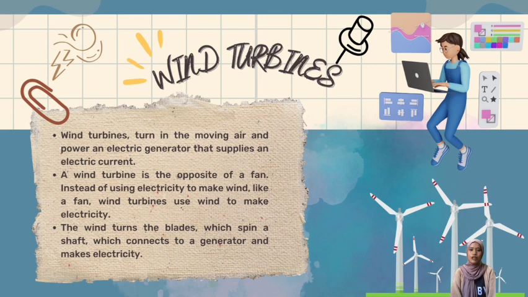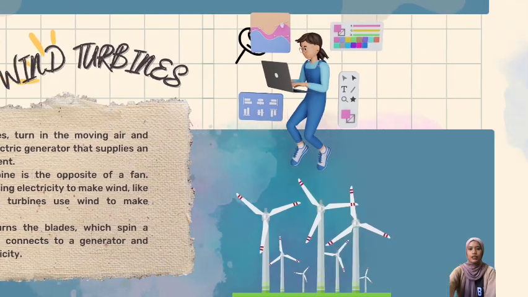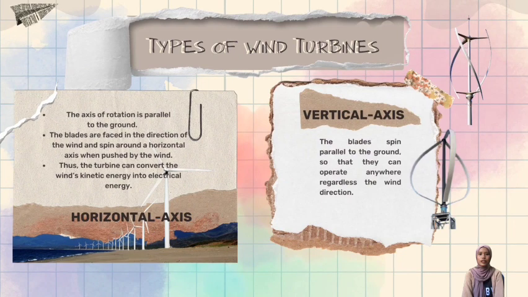Instead of using electricity to make the wind, like a fan, wind turbines use wind to make electricity. The wind turns the blades, which spin a shaft connected to a generator, and make electricity. Next is the types of wind turbines. There are two types.